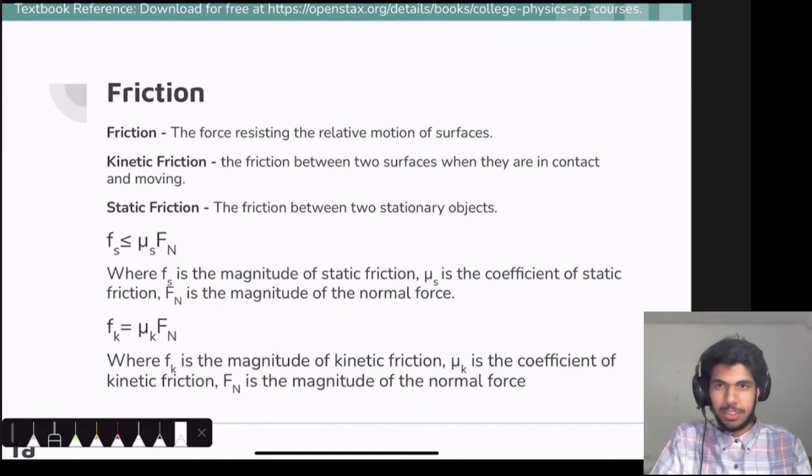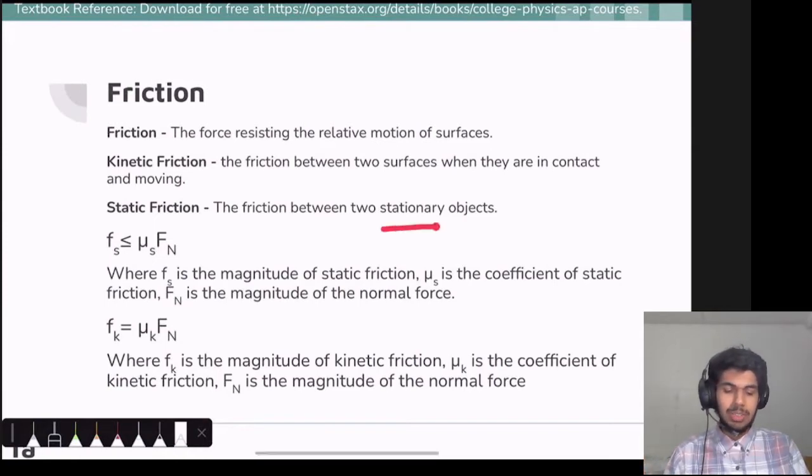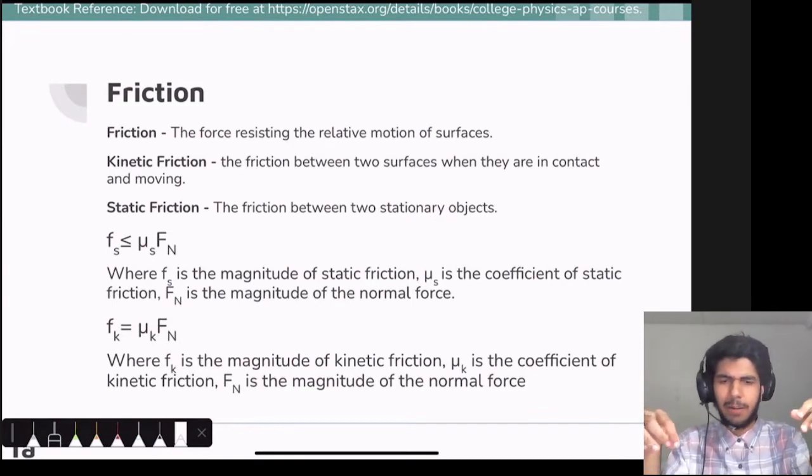There are two types of friction: kinetic friction and static friction. Kinetic friction is the friction between two surfaces when they're in contact and moving. That's the example of me pushing something across the ground. It's moving because I'm pushing it, but it's still in contact with the floor, and the floor is providing that resistance. That's kinetic friction. Static friction is a little bit less intuitive, maybe, but this is the friction between two stationary objects. But that should sort of make sense, right?